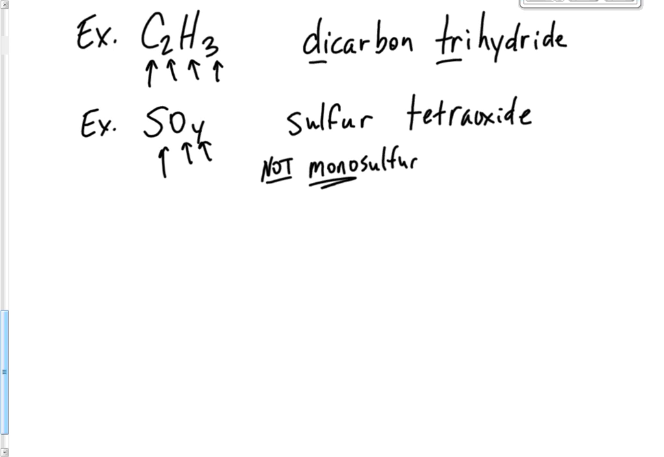Now you may be asking, well, SO4, we just did SO4 as sulfate. Sulfate has a -2 charge. This doesn't have a charge, so it's not a polyatomic ion because there's no charge right here, so it's not an ion at all. Okay, so that's the difference.